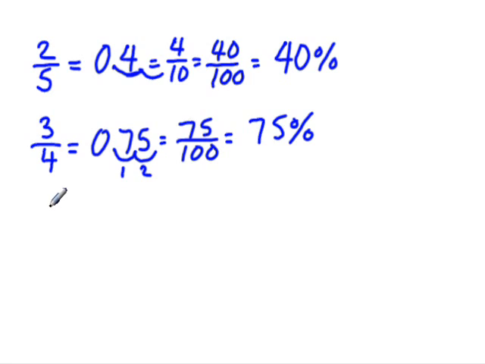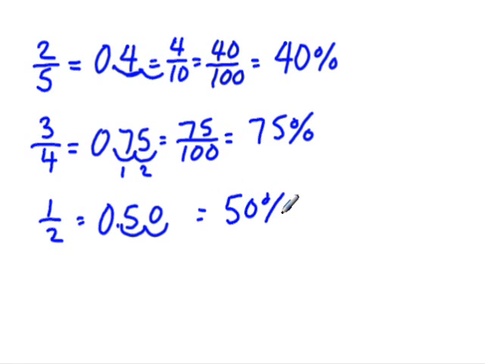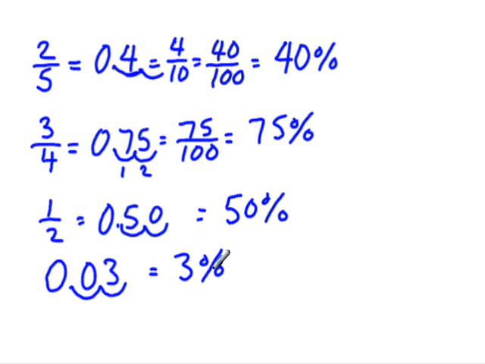So if we have something like 1/2, 1/2 as a decimal we know is 0.5. Move that decimal point over 2 places, and we get 50%. If we have a decimal such as 0.03, 3/100ths, move that decimal point over 2 places to the right, that's 3%. If we have a decimal such as 0.125, move the decimal point over 2 places to the right, and we get 12.5%.